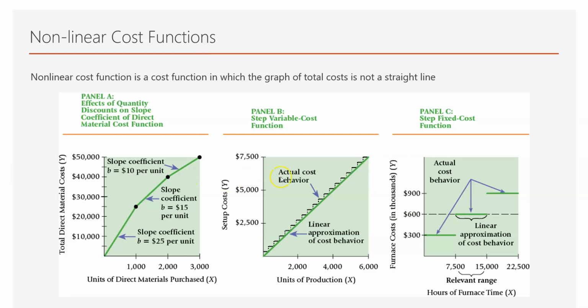Then we have panels B and C, step costs, where costs step up as there's a higher level of activity. So let's take a look at step variable costs. It looks like there's a linear approximation of cost behavior, but the actual costs are going to be stepping up. What might be causing that?